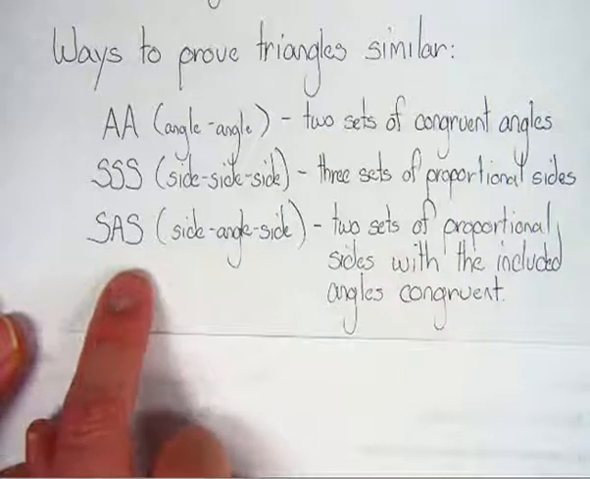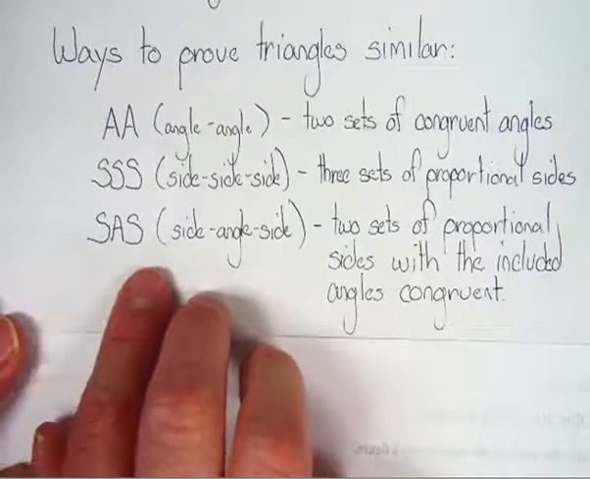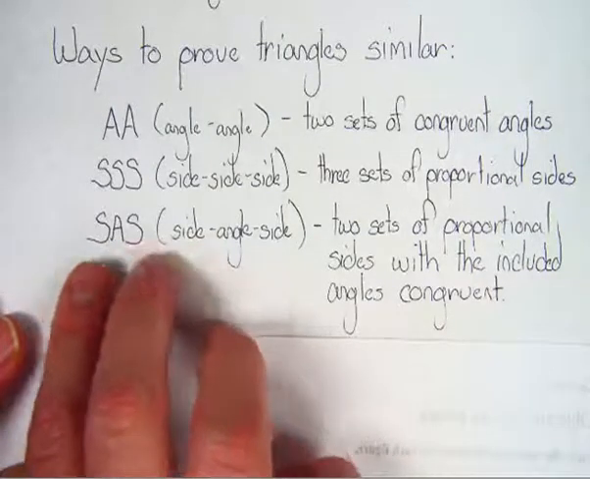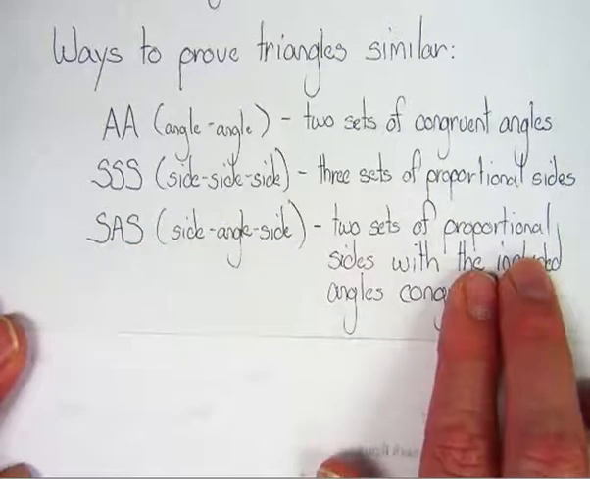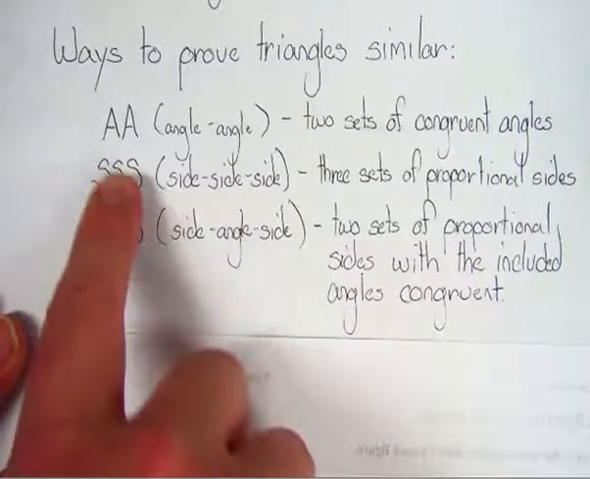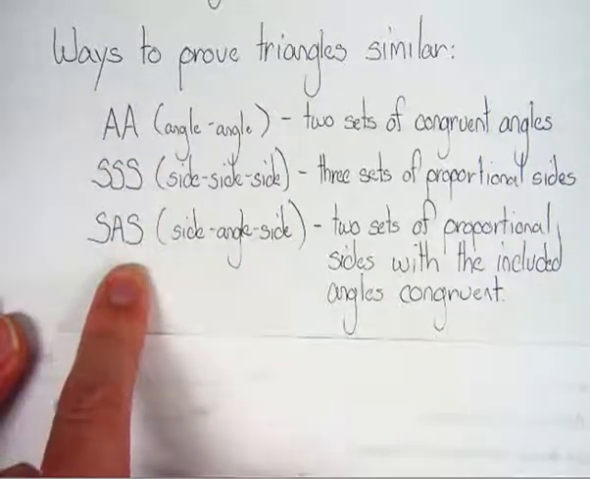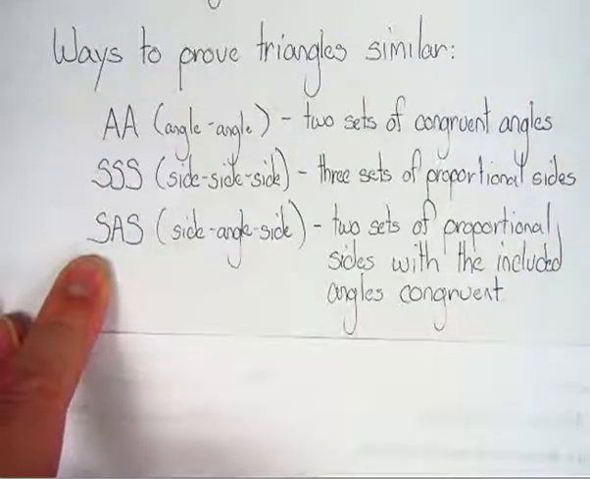And finally, we have a side-angle-side theorem for similarity as well. What this says is it's just like side-angle-side for congruence, except instead of the two sides being congruent, the two sides must be proportional. So if we have two sets of proportional sides and the included angle, the angle that's squished in between them, if those are congruent on the two figures, then they're going to be similar. We'll look at some example problems of this a little bit later on. But again, these are our three methods of proving triangles similar.